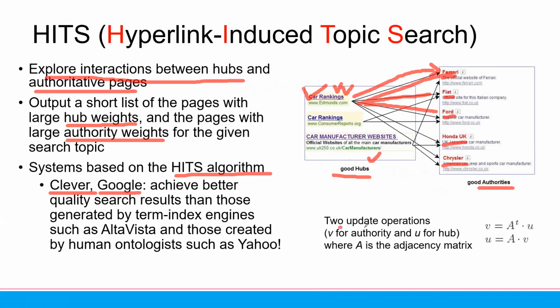We have two update operations. We have V, this is for the authority, and U for the hub. So this is the formula. V equals A transpose multiplied by U, and then U equals the matrix A multiplied by V.